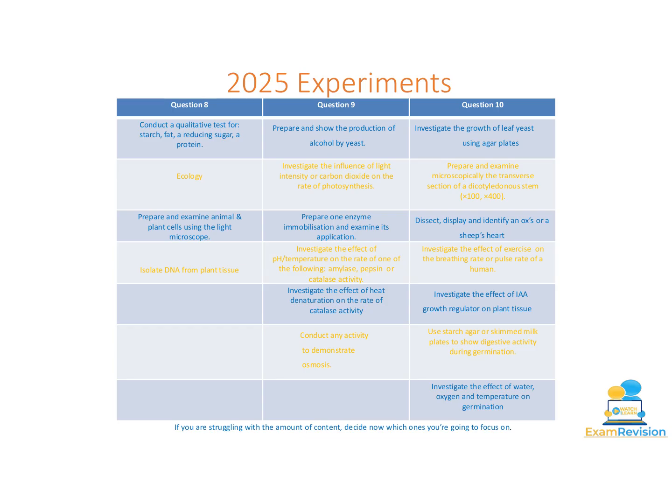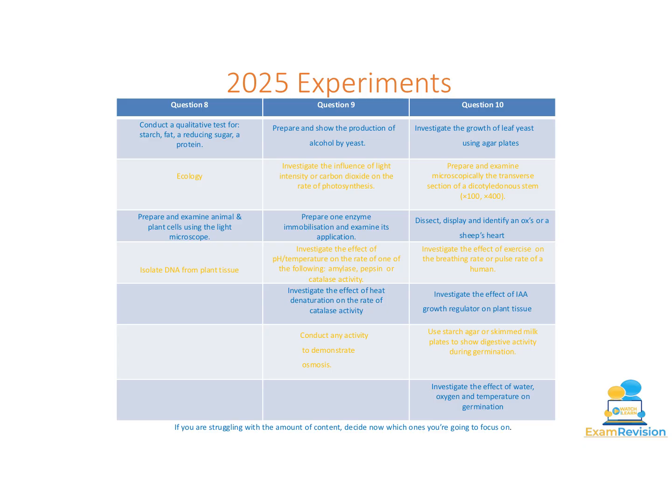Now, since COVID, there has been a couple of changes to the paper, and notably one of the changes is we know which experiments can be asked as part of each of the 3 experiment questions. So within question 8, the only experiment questions they can ask are the food tests, the ecology habitat study, the preparation and examination of animal and plant cells using the light microscope, and the isolation of DNA from plant tissue. Okay, they're quite nice experiments.